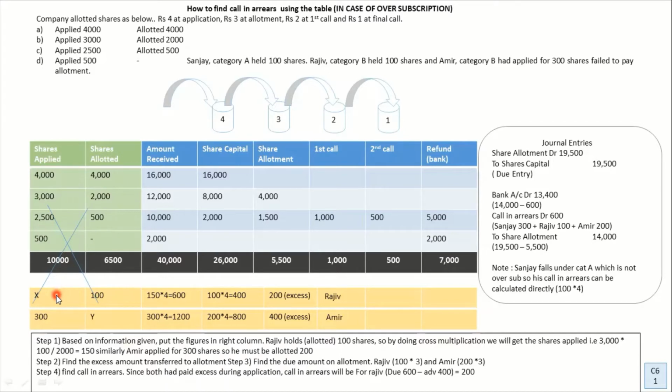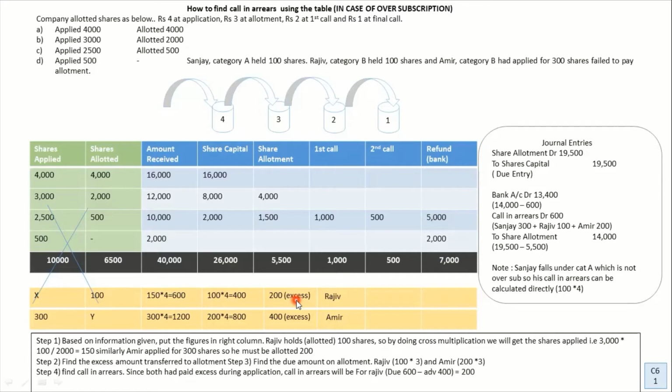So what is the amount Rajiv will pay you? Rajiv is going to pay you 150 into 4, 600. What is the amount you transfer to share capital? 100 into 4 because you only gave him 100 shares, 400. Now this will help you to understand that the excess amount he paid at the time of application was 200.